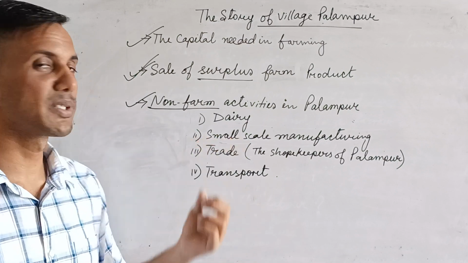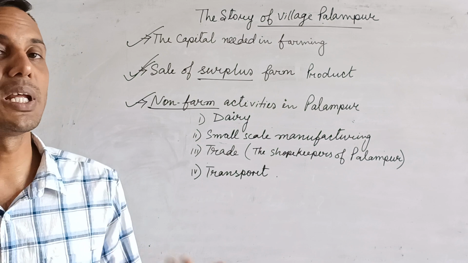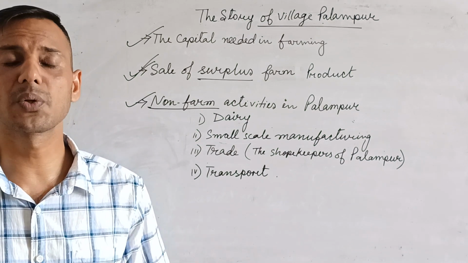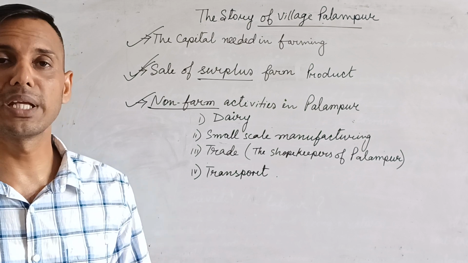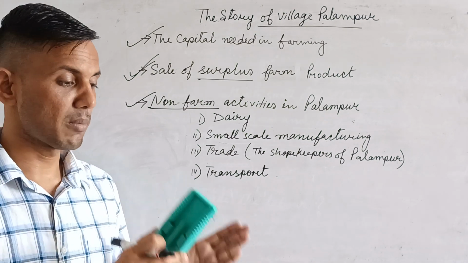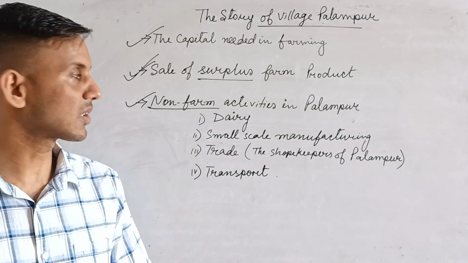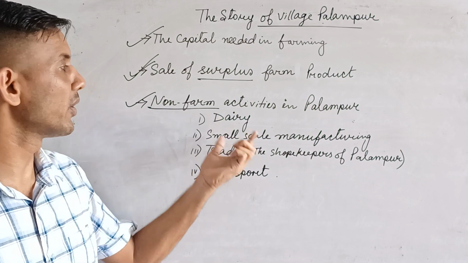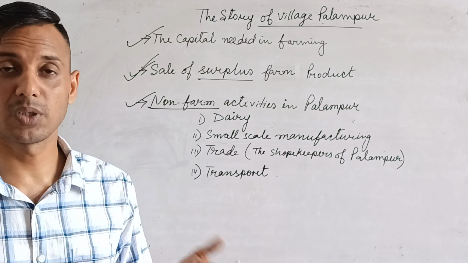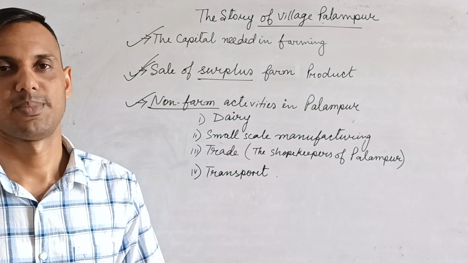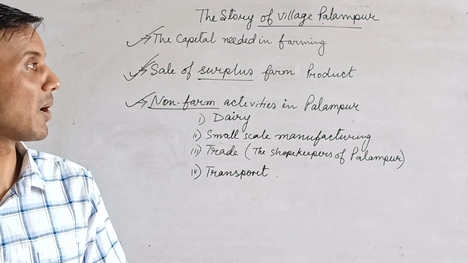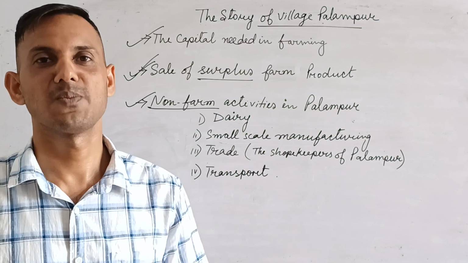What is the importance of these non-farm activities? Because in village areas, agriculture is not sufficient to create jobs. So there are so many hidden unemployed. If we want to shift them from agriculture to another sector, then definitely we have to think about non-farm activities, because they can also provide jobs. It will solve lots of problems. Okay, so this is all about capital needed in farming, sale of surplus farm product, and non-farm activities in village Palampur.